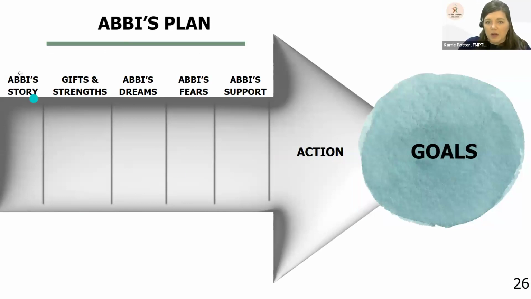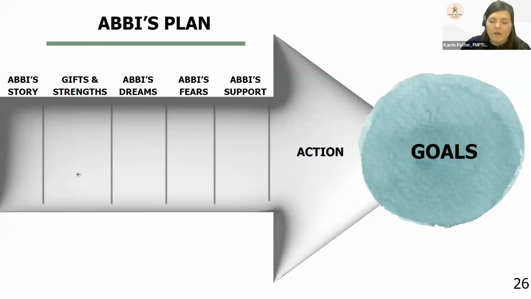So you would start with, what's Abby's story? What does she want people to know about her? What are her gifts and strengths? Abby's really good at these things, so let's list them here. And you would write Abby's story. What does she want people to know about her here? Her gifts and strengths we would document here.